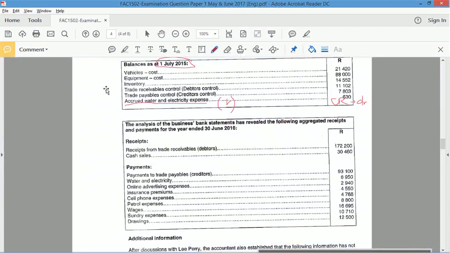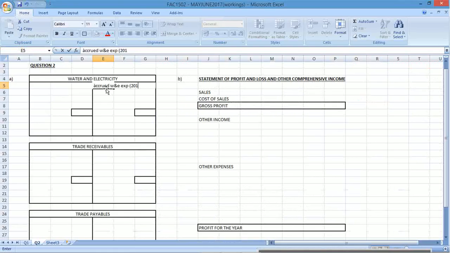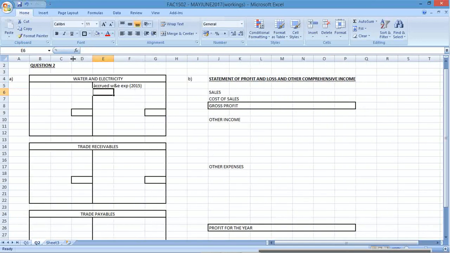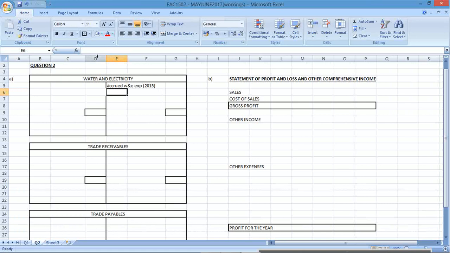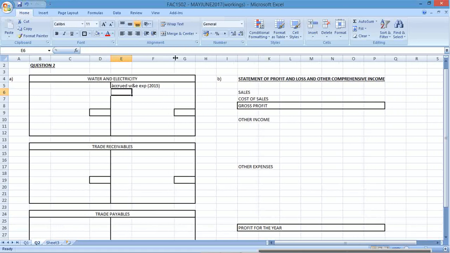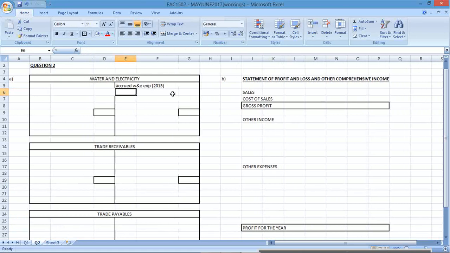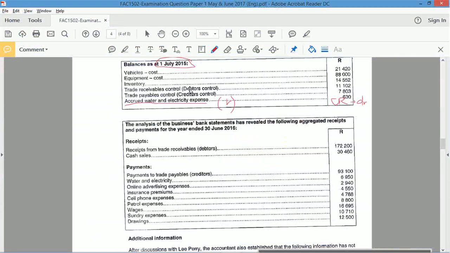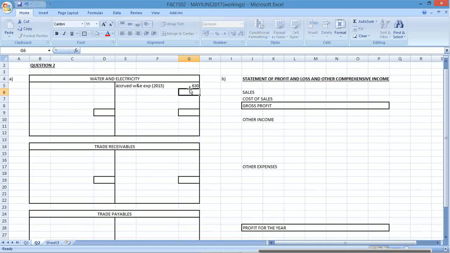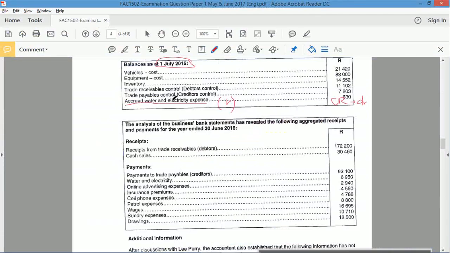What year was this? 2015. That's last year's accrual. Last year's accrual needs to be taken out of this year's balances. How much was it? 630. There's your accrued expenses. Is that right? Yes. Then we need to look at other things.